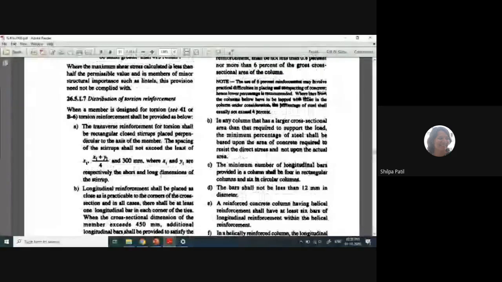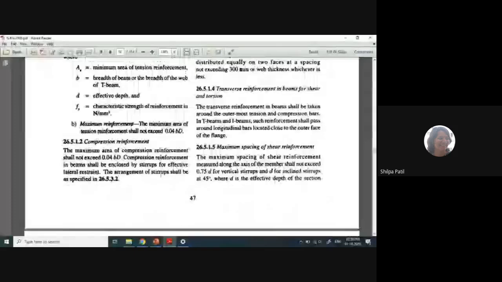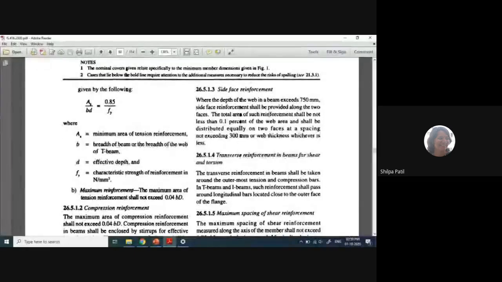Let me check 26.5.1.3. This is side reinforcement. Where the depth of the web in a beam exceeds 750 mm, the side face reinforcement shall be provided along the two faces. The total area of such reinforcement shall be not less than 0.1% of the web area and shall be distributed equally on two faces at a spacing not exceeding 300 mm or web thickness, whichever is less.